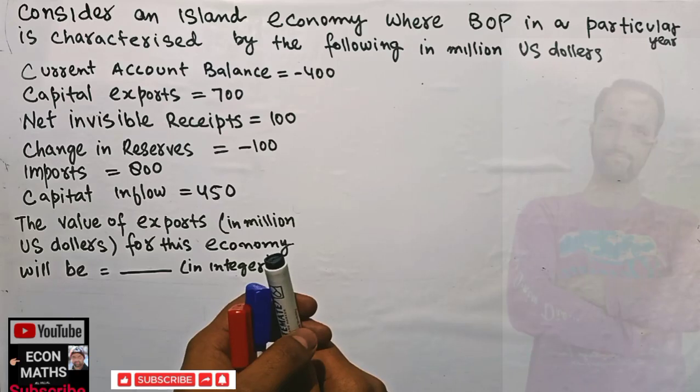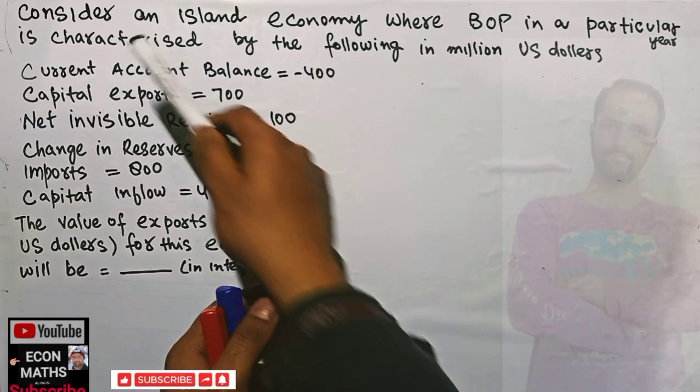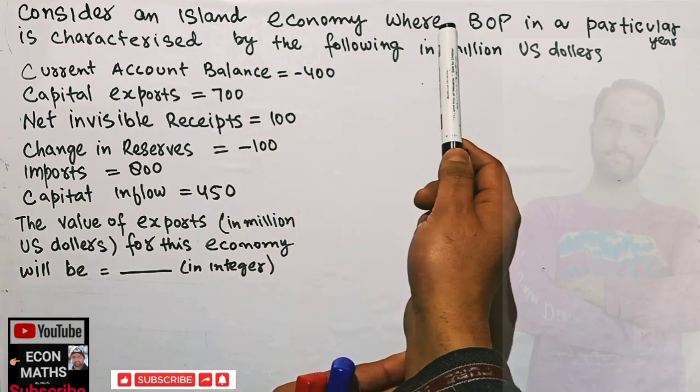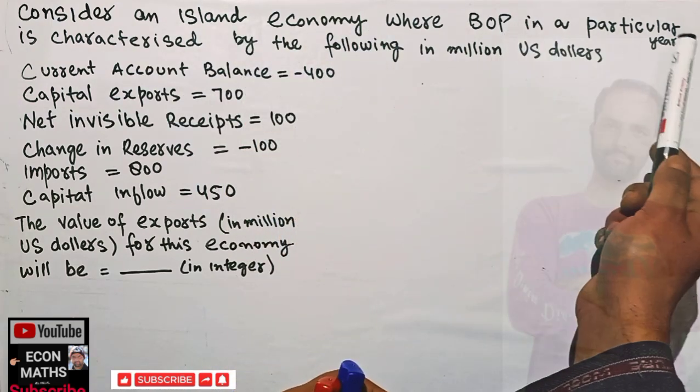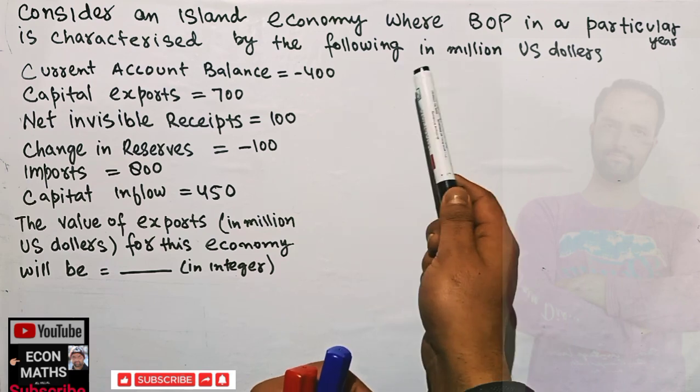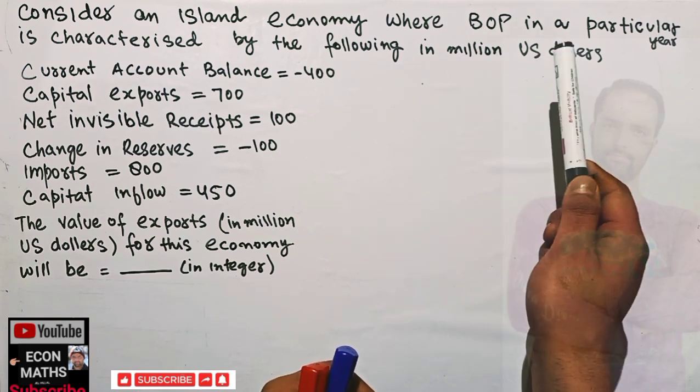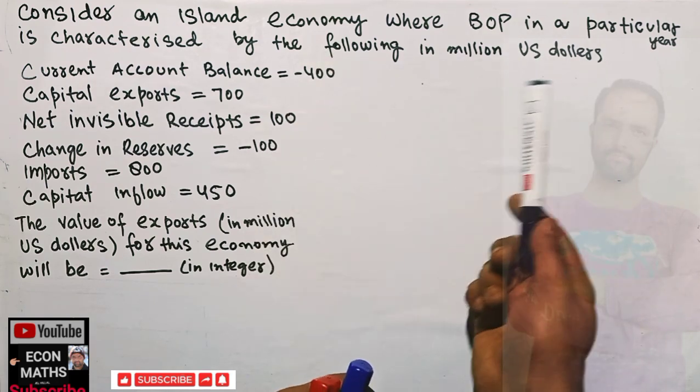In this video we will try to solve a problem on balance of payments. The question is like this: consider an island economy where the balance of payments in a particular year is characterized by the following figures in million US dollars.